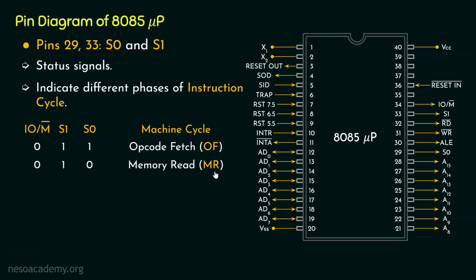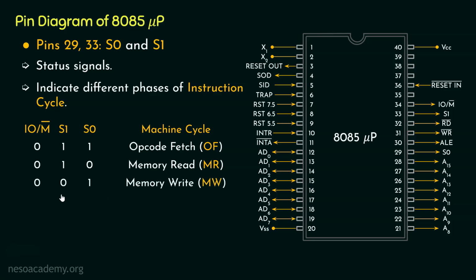Thereafter, with the combination 0, 1, 0, the machine cycle we are going to have is memory read or MR. Try to understand this. IO/M bar is 0, so the microprocessor is clearly reading from the memory, and this cycle is used to read data from the memory. Notice the combination of S0 and S1, it is 1 and 0.